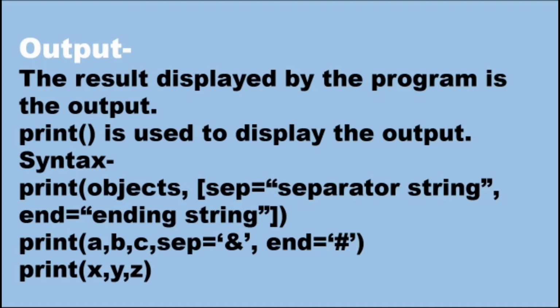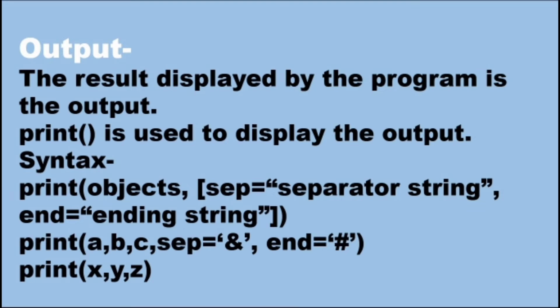So coming back to our presentation, the next topic is output. Output is the result that is displayed by the program. In order to display the output, there is a function called print. This function displays the output. In the previous videos also we have seen many demonstrations of the print function, but now we will be studying the print function in detail.